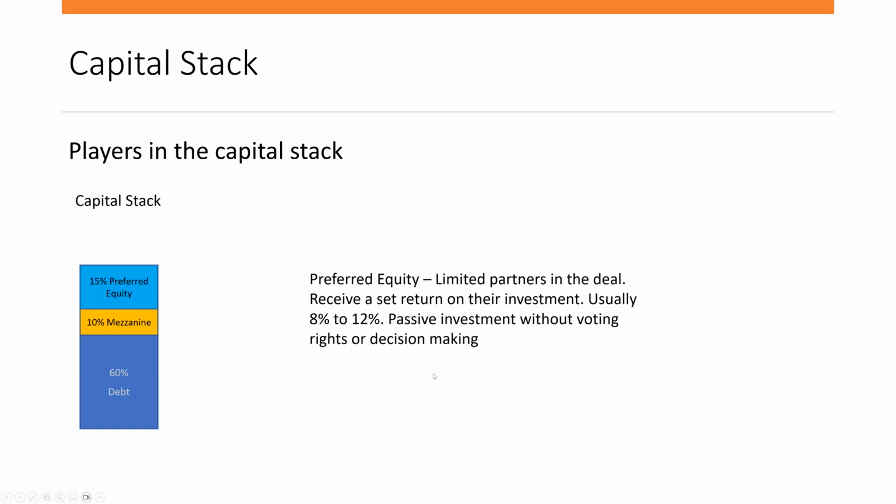The next is going to be preferred equity. So limited partners in the deal. They receive a set return on their investment. It's usually 8 to 12%. It's passive income. There's no voting rights in this equity spot. It's preferential equity. Basically, they're the lowest point in the equity on the capital stack, but they're still higher up the capital stack.